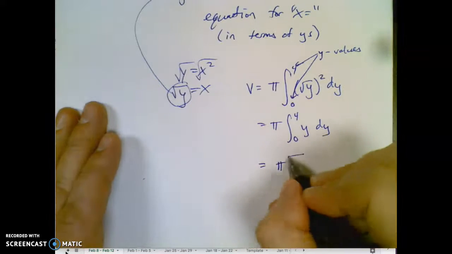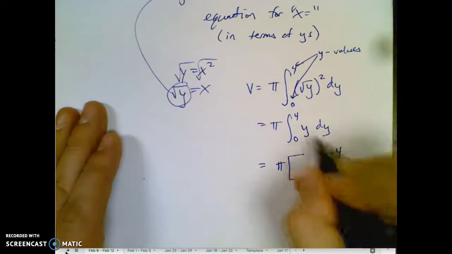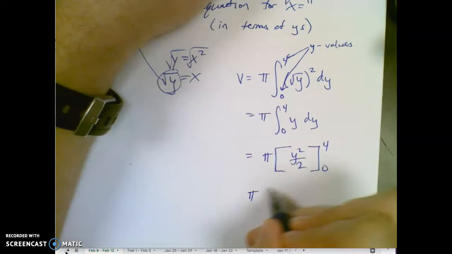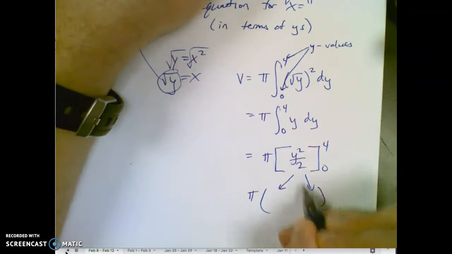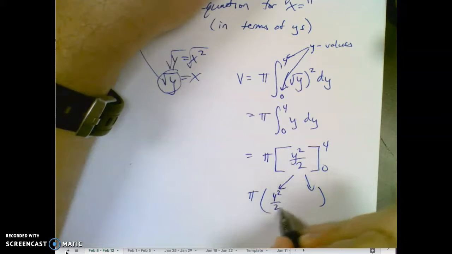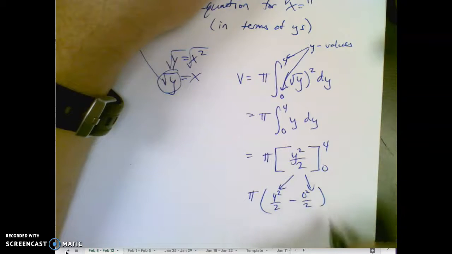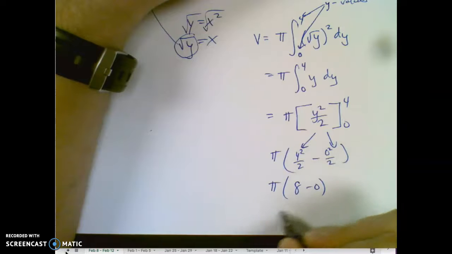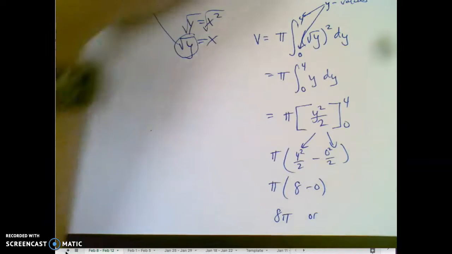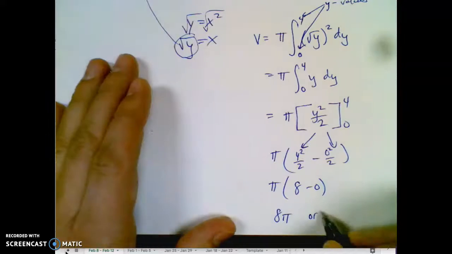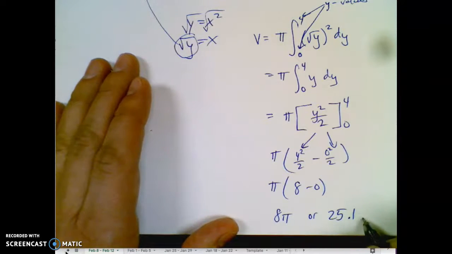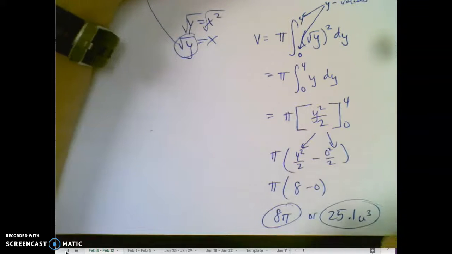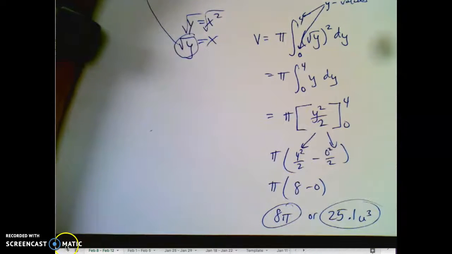And now I do my integral trick. So I got pi times bracket 0 to 4, raise the exponent up 1, divide by the new power. That's our integral trick. And now it splits into two parts. The first time I plug in a 4. The second time I plug in a 0. And then what is that? 16 over 2. So 8 pi. Or, you plug that in your calculator, you get 25.1 units cubed, if you're going for exact. So that's not that hard. Let's try one more so you can get the hang of it.